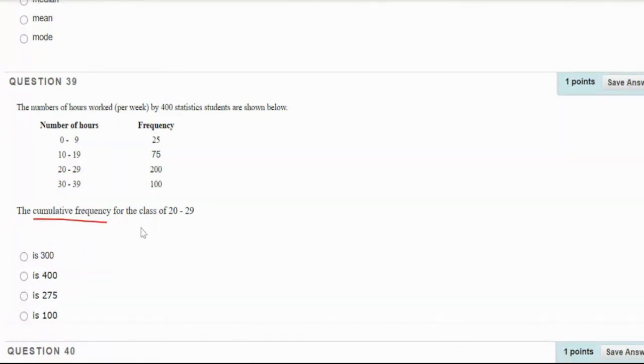Now cumulative. So cumulative frequency, group 1 is 25. 25 plus 75 will be 100. 100 plus 200 will be 300. So that will be 300.